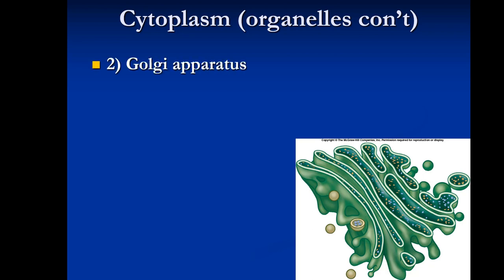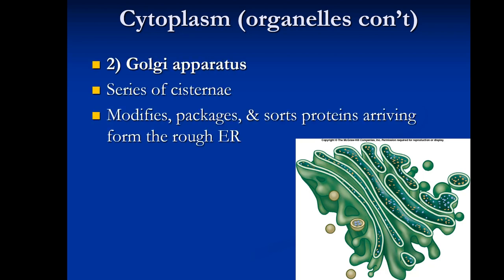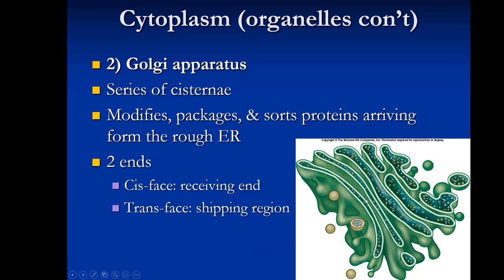Moving on to the Golgi apparatus. The Golgi apparatus also is a series of flattened sacs called cisternae. Its job is to modify, package, and sort proteins arriving from the rough ER. So the proteins that are made on the rough ER go to the Golgi apparatus where the finishing touches are put on them. It basically finishes the proteins off. There's two ends, a cis face and a trans face. The cis face receives, and then the trans face ships out. In other words, the proteins would come into the cis face from the rough ER and then leave via the trans face.